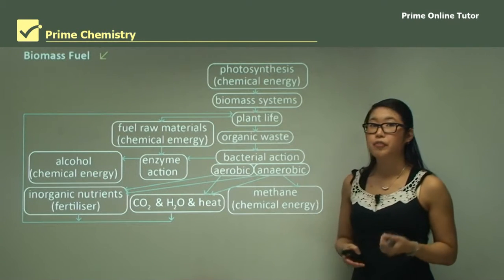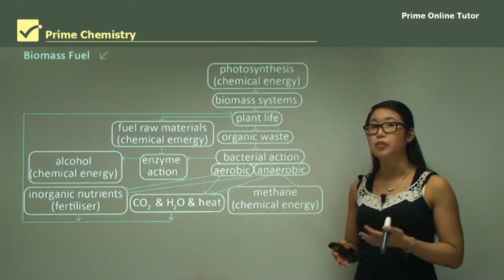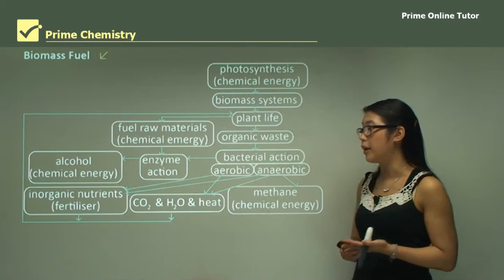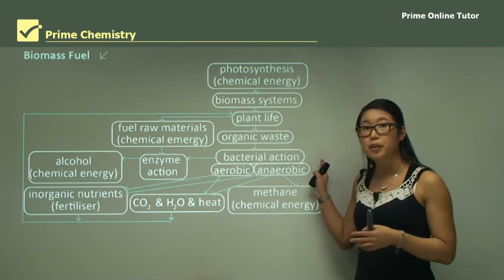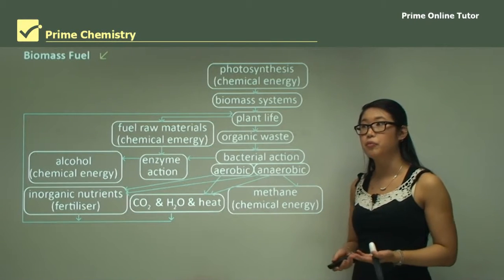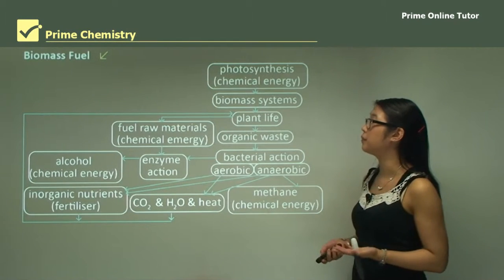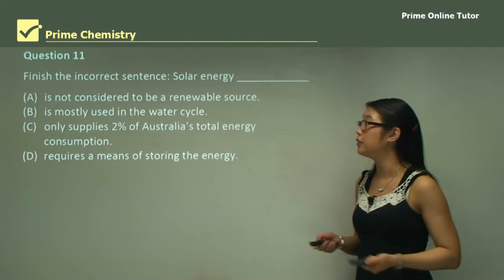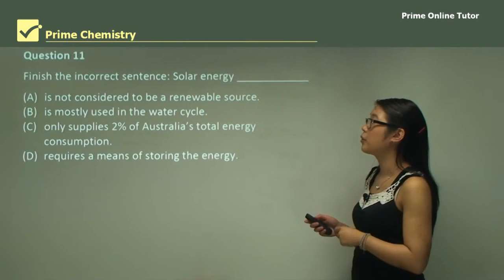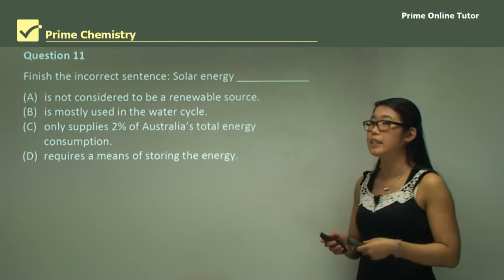So as you can see, photosynthesis, which is the conversion of carbon dioxide and water into sugars, can give us biomass fuel, and really all of this is from the sun, energy from the sun. So with that, we can answer a few questions based on what we just learnt. And in this one, question 11, finish the incorrect sentence.